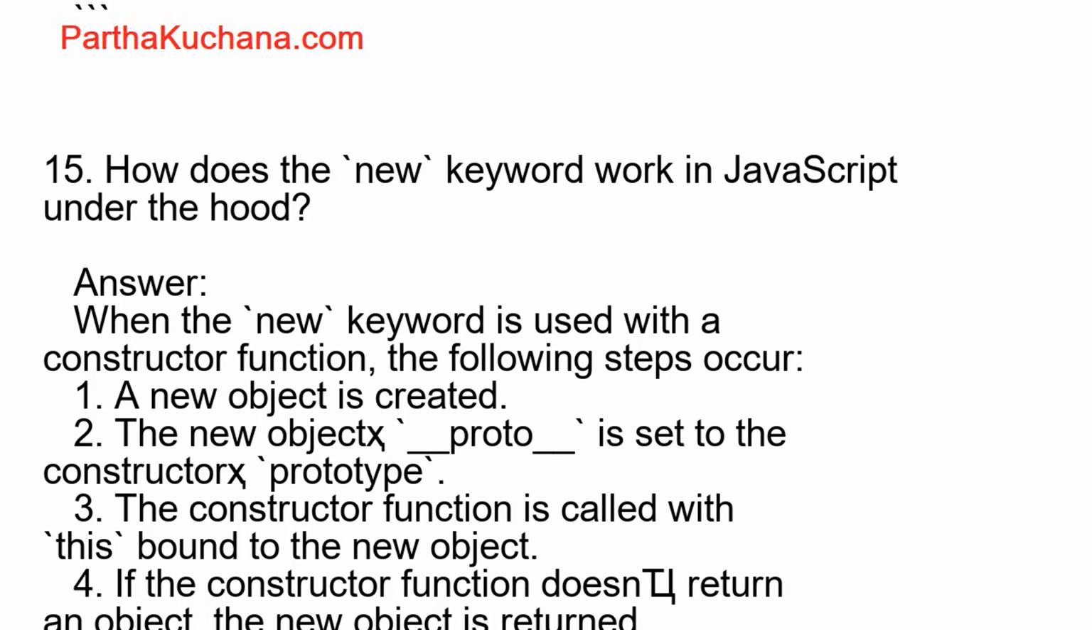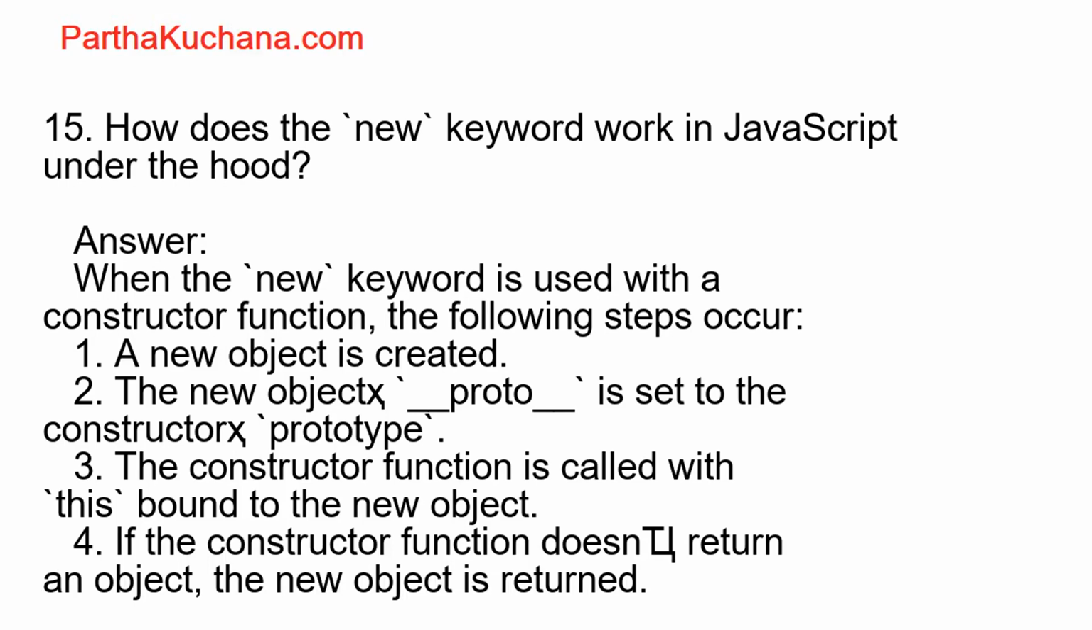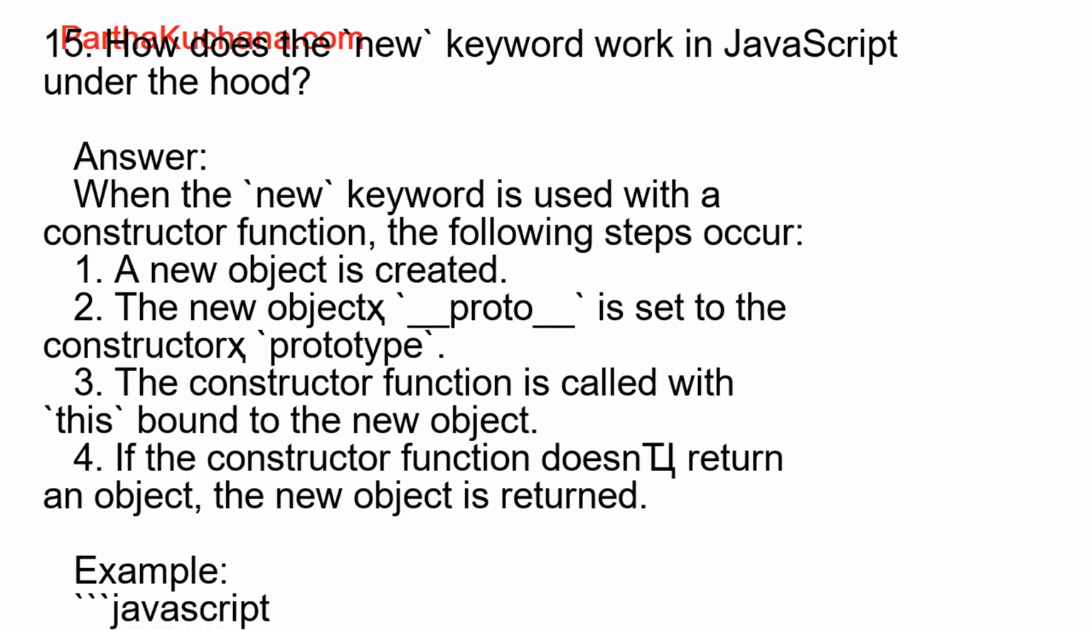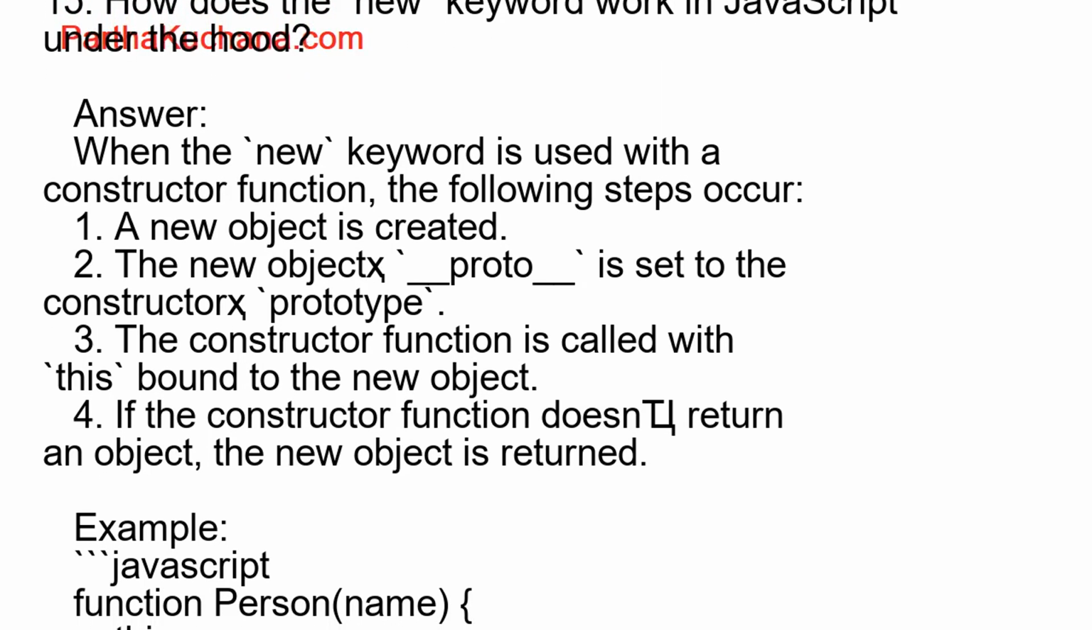17. How do you implement method chaining in JavaScript? Answer. Method chaining allows multiple methods to be called on the same object consecutively. To achieve this, each method should return this, the current object.